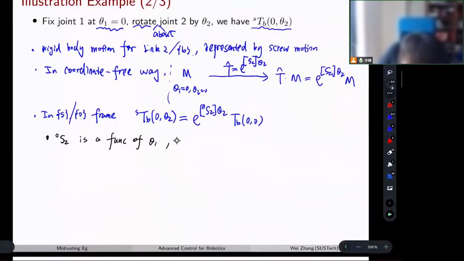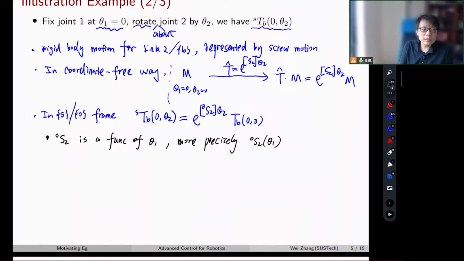So more precisely, we will write S2 in 0 as a function of θ1. I should write it like this. If we don't write it like this, it means it's somehow clear from context.